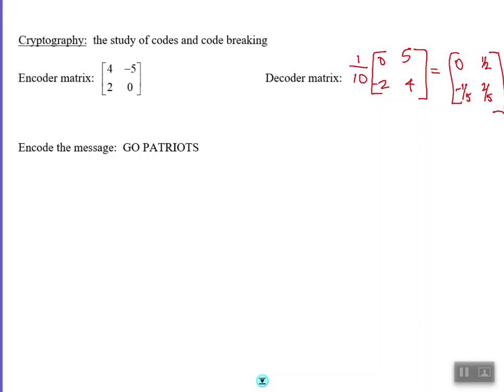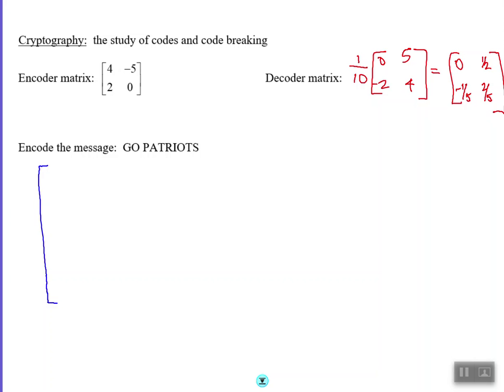So we want to encode the message, "Go Patriots." So we are going to start with a basic substitution cipher. A is 1, B is 2, C is 3. You continue. Y is 25, Z is 26. And we're going to go ahead and let a space be 0. So I'm going to take this message and make it into a matrix with 2 columns.